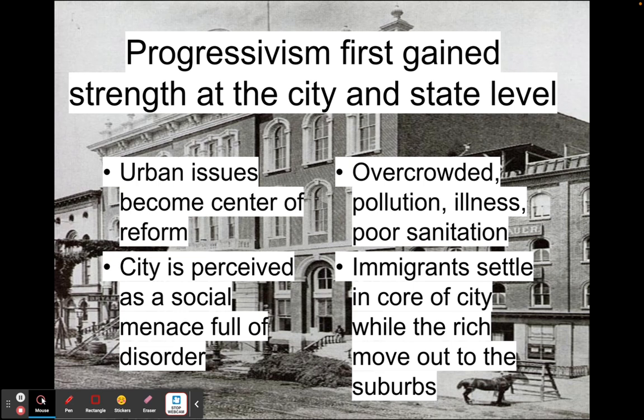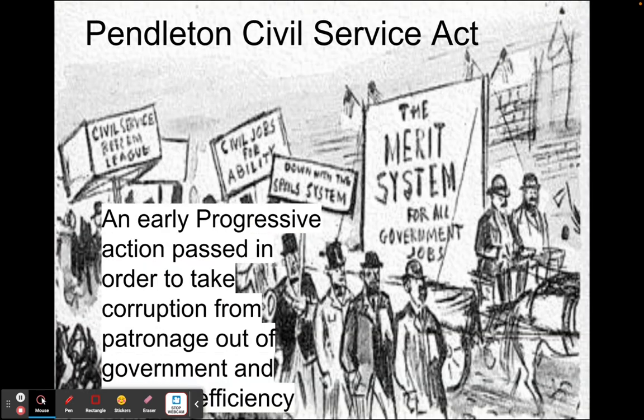You also have the rise of immigrants that are nearly doubling the nation's population, settling in the cities as the rich people who have the means to are moving out to the suburbs. So one of the early progressive actions passed in order to take on corruption is the Pendleton Civil Service Act.